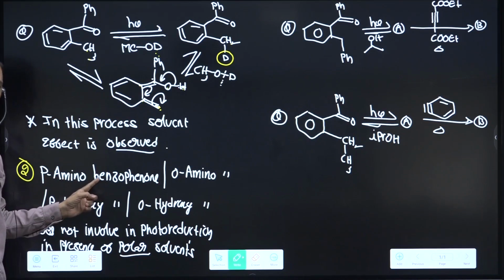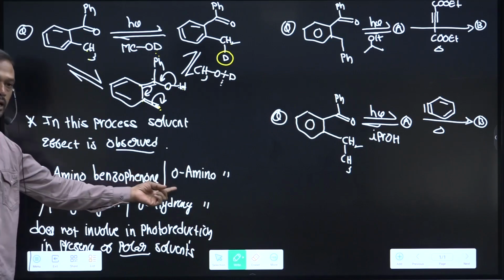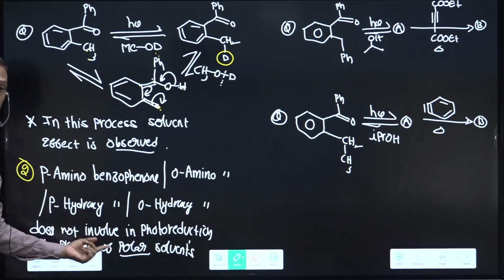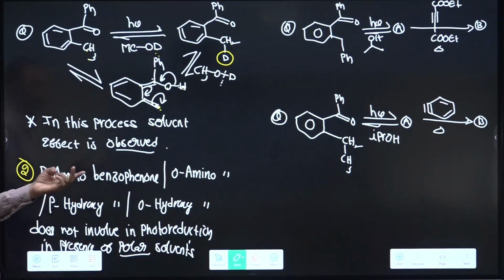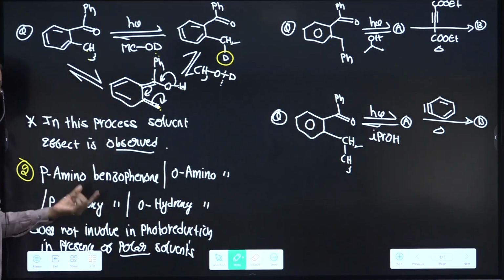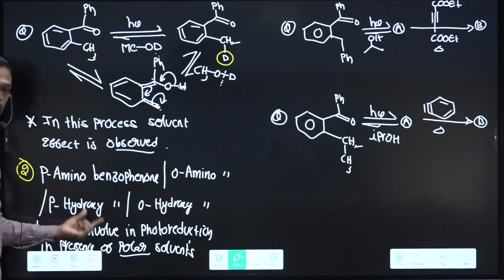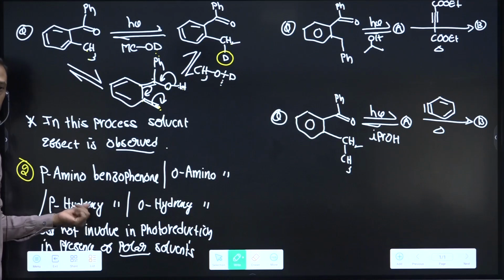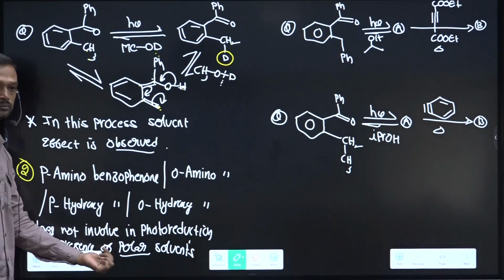Para-amino benzophenone, ortho-amino; in place of para, now I am taking ortho. Next is para-hydroxy. So this molecule never gets involved in photoreduction in the presence of which solvent? Polar solvent. Examples of polar solvents are alcohol, mostly alcohol, then water, then carboxylic acids, etc. They are all polar solvents. So they undergo photoreduction in the presence of non-polar solvent. You can reduce these molecules only in the presence of non-polar solvent. Polar solvents never allow these particular functional groups to reduce.